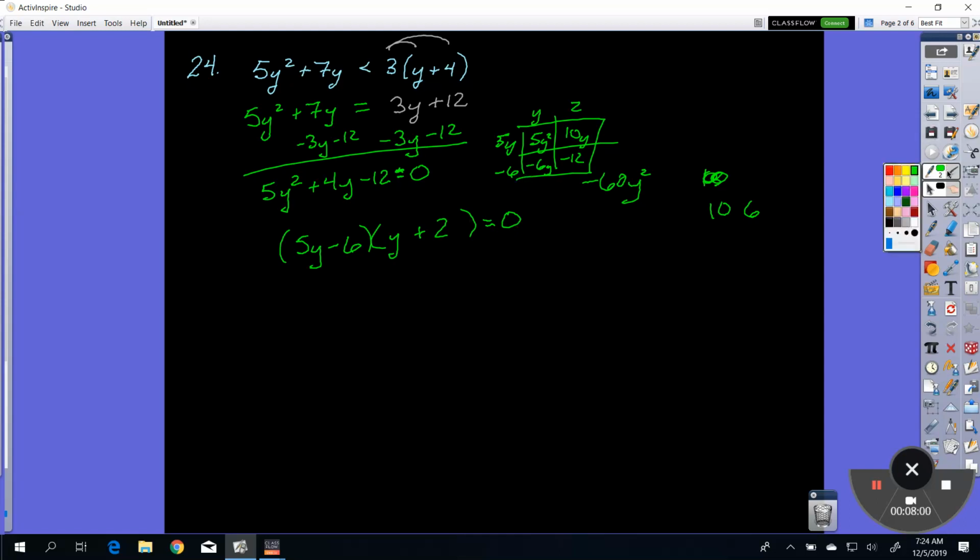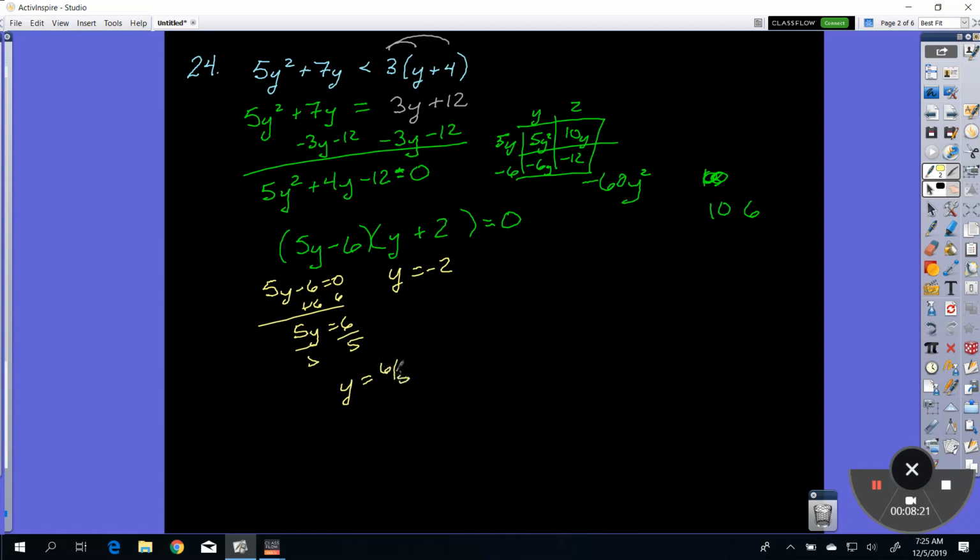To refresh your brain, now you solve each of these and you get y equals negative 2. And for this one, you'd add the 6 over to the other side and divide by 5. So 5y minus 6 equals 0, you'd add the 6 and divide by 5. So those are our critical values. So we've done all this work. It's the same thing as what you have been doing, but now we've added another, not step, but steps to it.